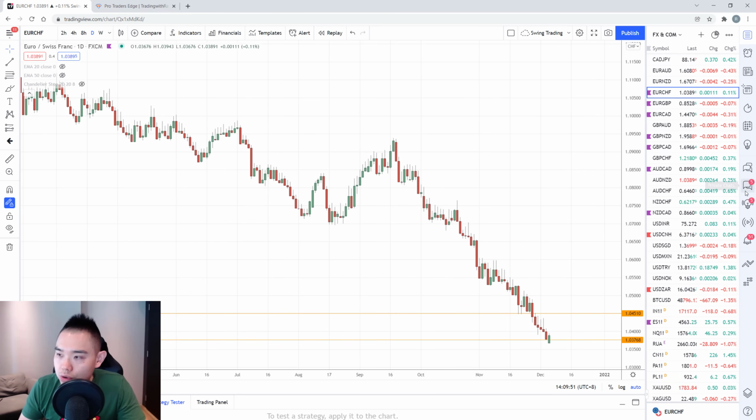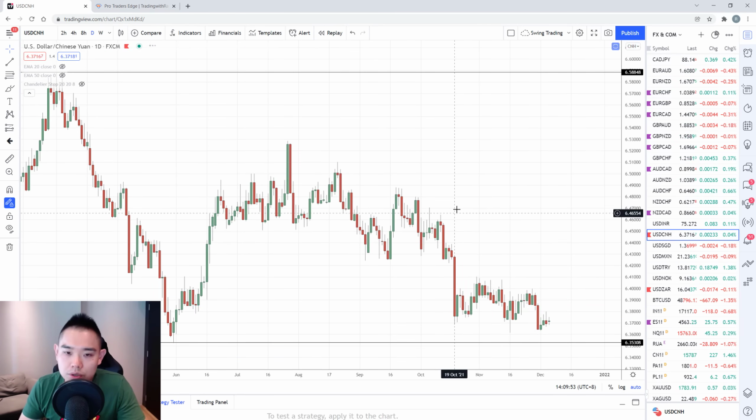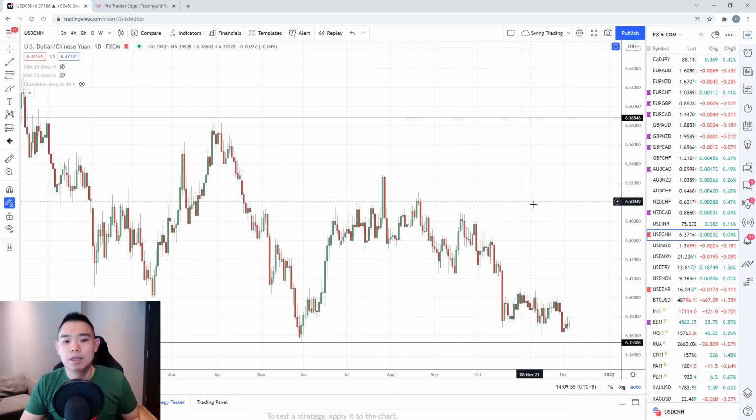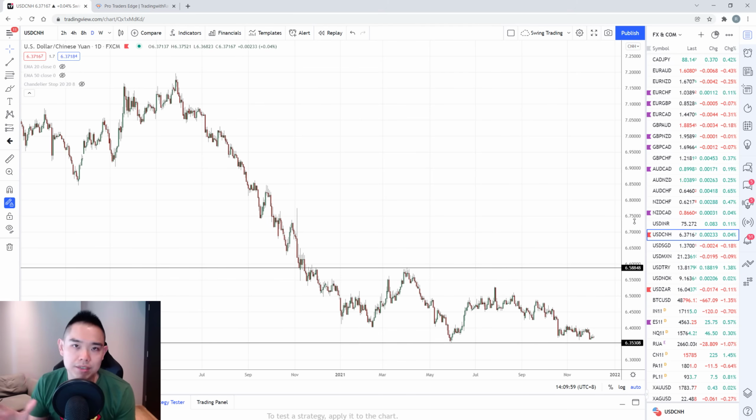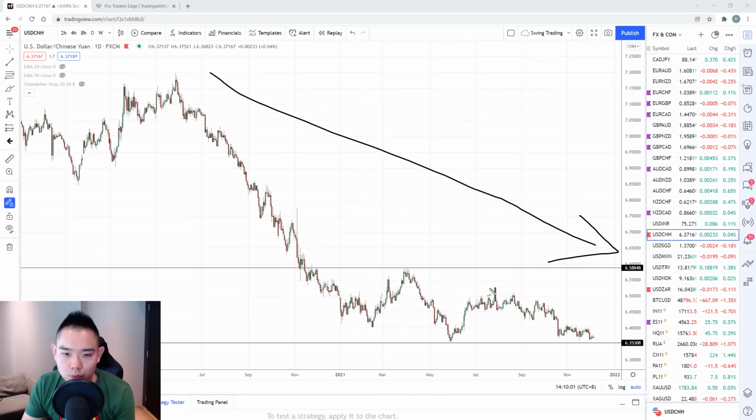Another potential trading setup is the dollar against the Chinese yuan. Again, you can see that overall this market is towards the downside. In fact, if you zoom out, you can see this market is in a long-term downtrend. Recently I'm seeing weakness because I see a series of lower highs, lower highs, lower highs coming into this area of support. And that to me is a sign of weakness.